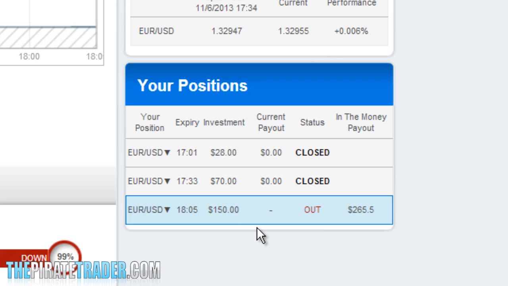This trade will pay out $265.50. And that's going to help us in a number of ways, because we'll recoup the $12 loss from the first trade, the $28 investment of the second trade, the $70 from the third trade, the $150 from the fourth trade, and generate a small profit of $5.50 on top of it. And that means we stay in the black.